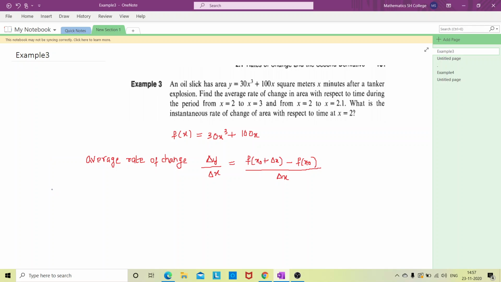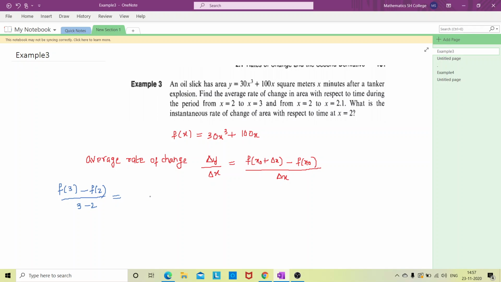So in the first case we have to find f at 3 minus f at 2, divided by 3 minus 2. That is the delta x. So x naught plus delta x is 3 and x naught is 2. So the period is x equal to 2 to x equal to 3.